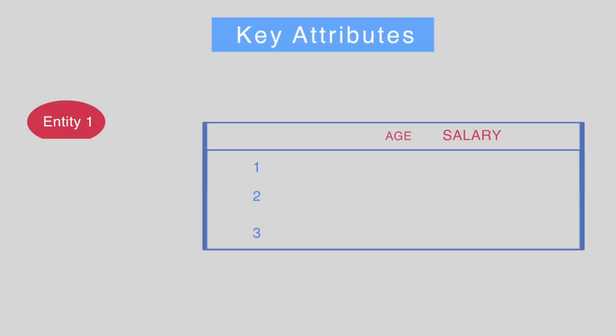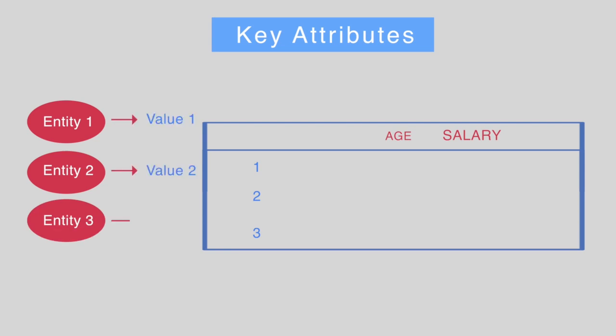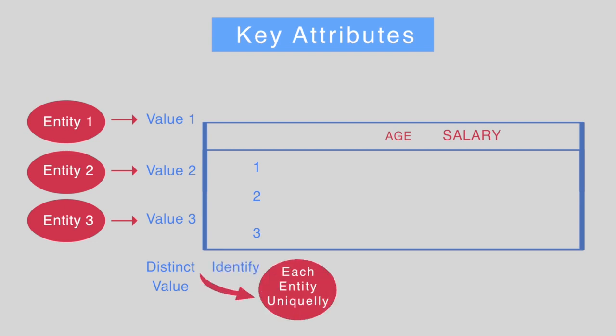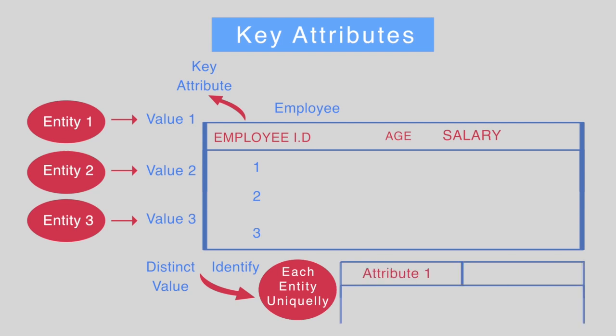A key attribute is one or more attributes whose values are distinct for each individual entity in the entity set. Its values can be used to identify an entity uniquely. For the employee entity type, a key attribute can be an employee ID. Sometimes, a combination of the attribute values together form a composite key.